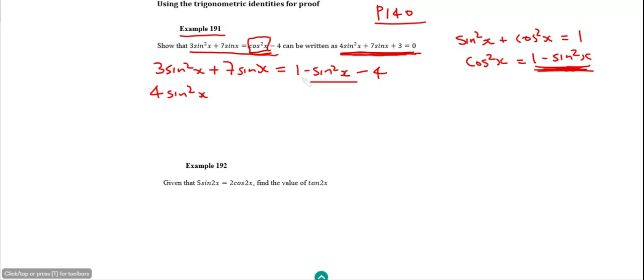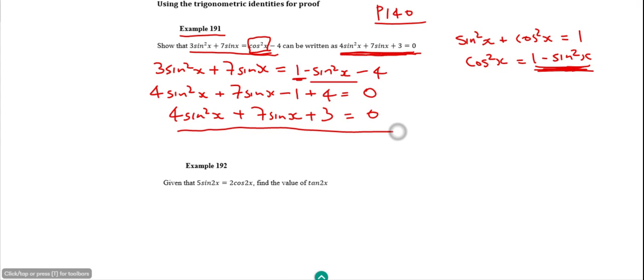If we then also subtract 1, I'll just write this as well, the plus 7 sine x. We're going to subtract 1 from both sides, we'll get minus 1. Add 4 to both sides, plus 4. And that's now going to equal 0. And if we just tidy that up, we'll get 4 sine squared x plus 7 sine x plus 3 equals 0, as required. So we'll look at example 192 now.